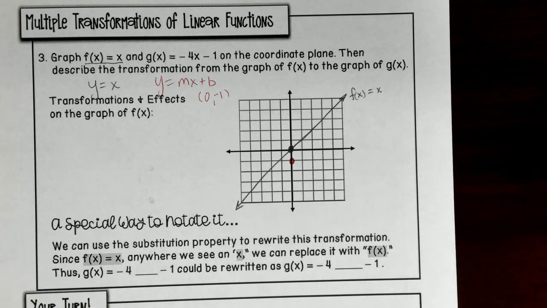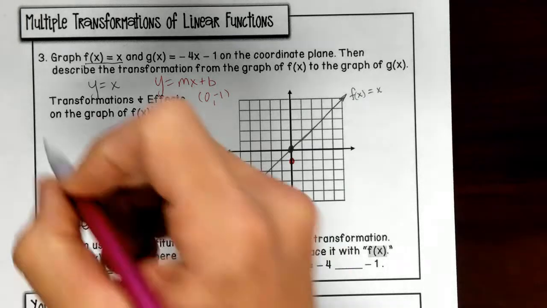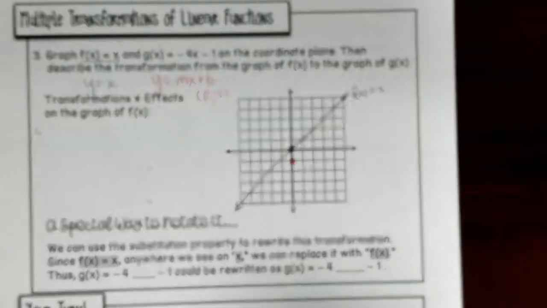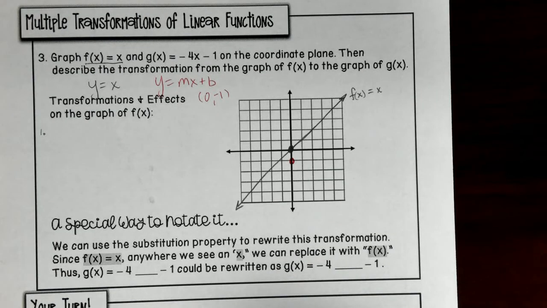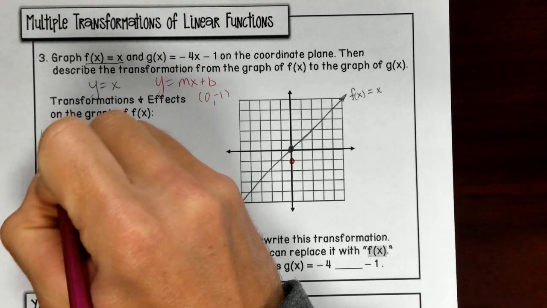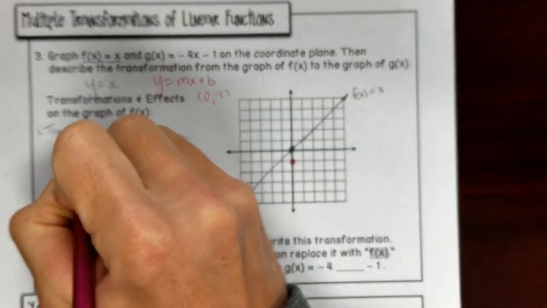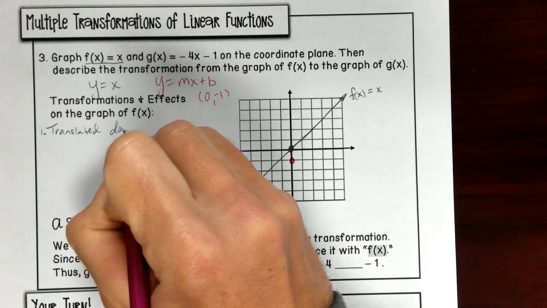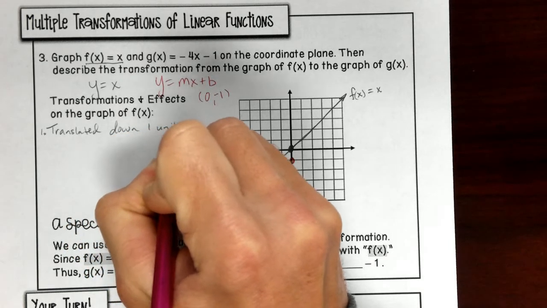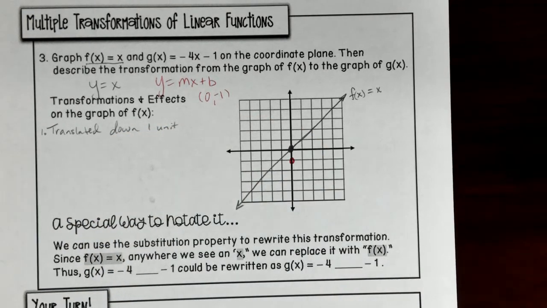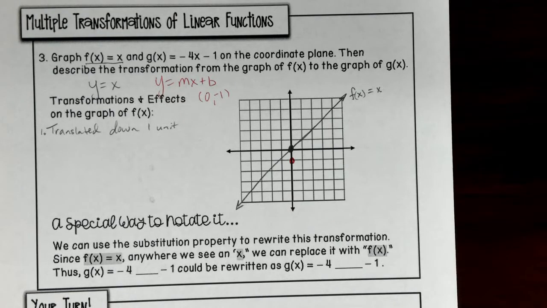So we know right now, Michael, what changed? We already know one of the transformations. What is it? Yeah, what happened? Down how many? Down 1. So we translated, because again, translate means to move. We know what we translated, down 1 unit. Fantastic. Okay, so that's the first transformation.